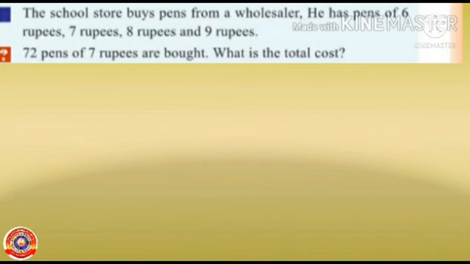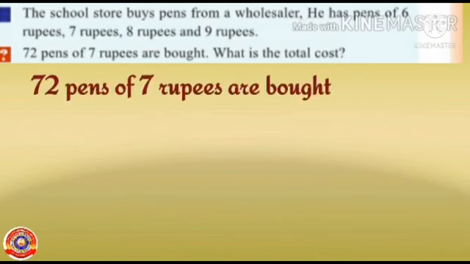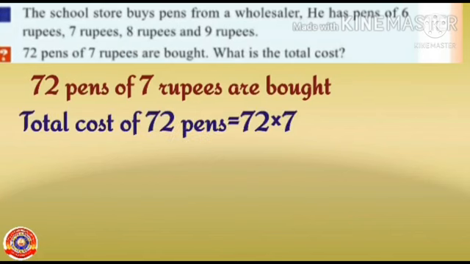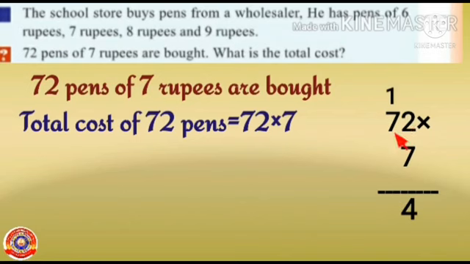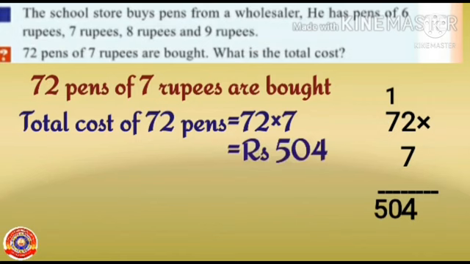Students listen. The wholesaler has pens of 6 rupees, 7 rupees, 8 rupees and 9 rupees. How many pens of 7 rupees are bought? 72 pens of 7 rupees are bought. Then what is the total cost? To find out the cost of these 72 pens, multiply 72 and 7. 72 into 7. 7 into 2, 14. 4 here and 1 is the carryover. 7 into 7, 49. Plus 1, 50. 504. Cost of 72 pens of 7 rupees equals 504 rupees.